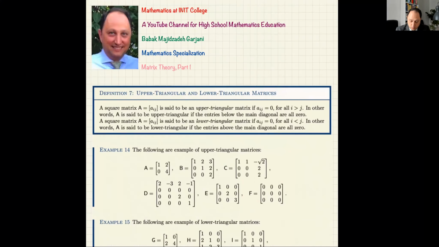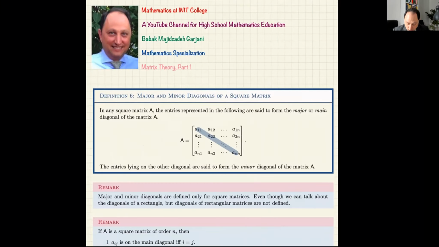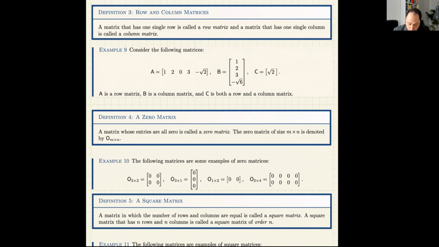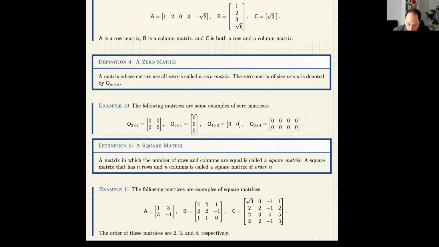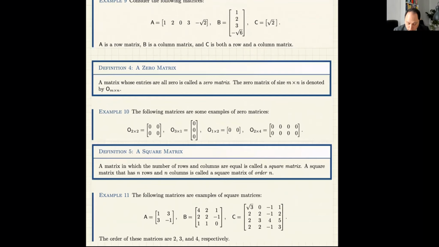Another definition, which is also a very important definition in the theory of matrices and a little bit confusing, is the notion of upper triangular and lower triangular matrices. So let me just tell you what happened. I defined for you some matrices. They could be square matrices or rectangular, but then I defined the notion of a square matrix.